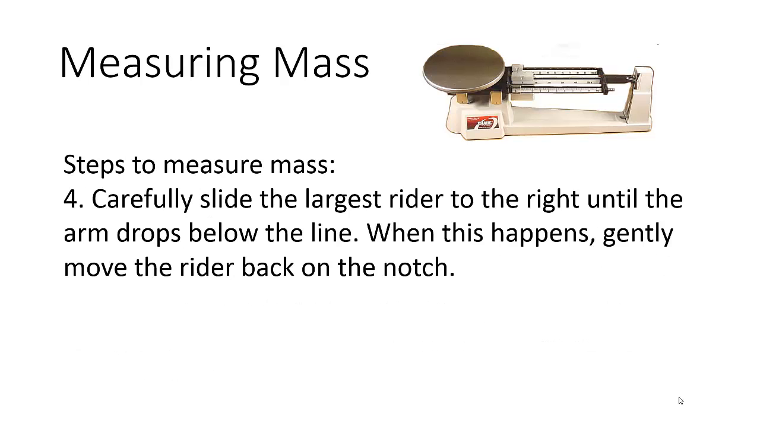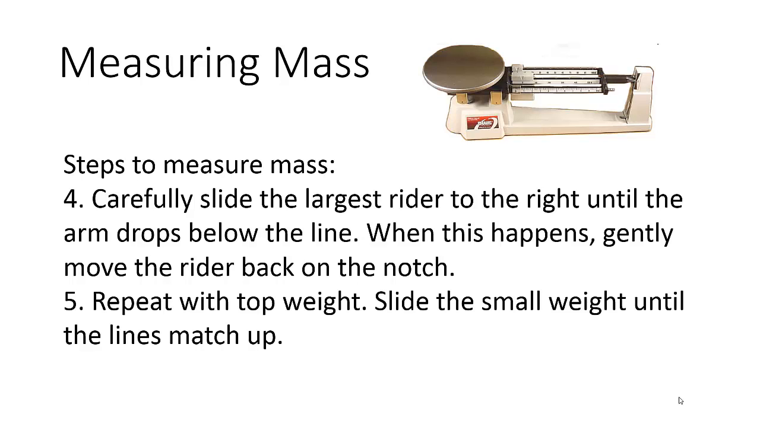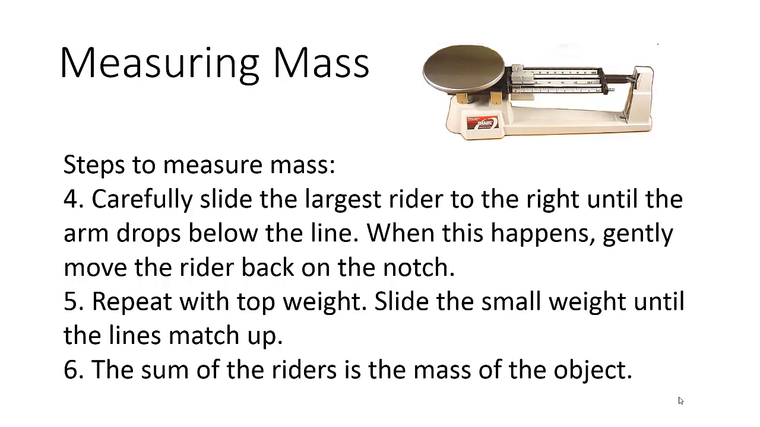Next step, number 4. Carefully slide the largest rider to the right until the arm drops below the line. When this happens, gently move the rider back 1 notch. Repeat with the top weight. Slide the small weight until the lines match up. The sum of the riders is the mass of the object.